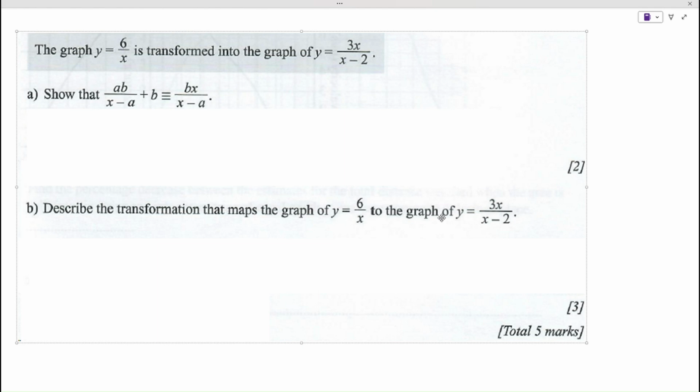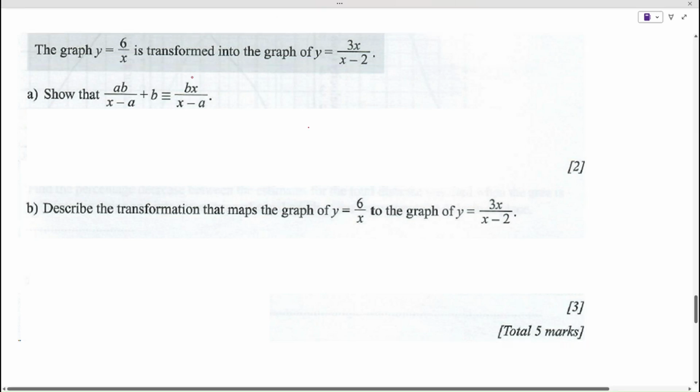In this video, we'll be going over a GCSE style question that's targeted towards grade 9, and it's about graph transformations. The graph y equals 6 over x is transformed into the graph of y equals 3x over x minus 2.